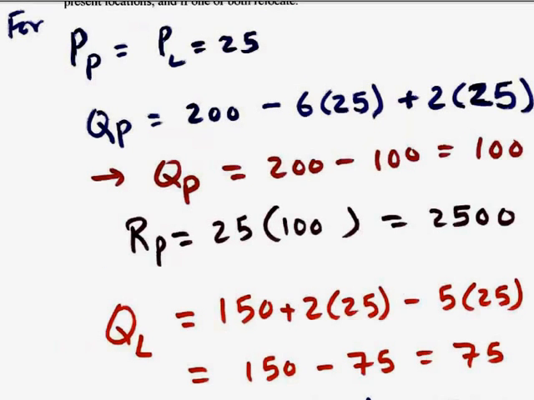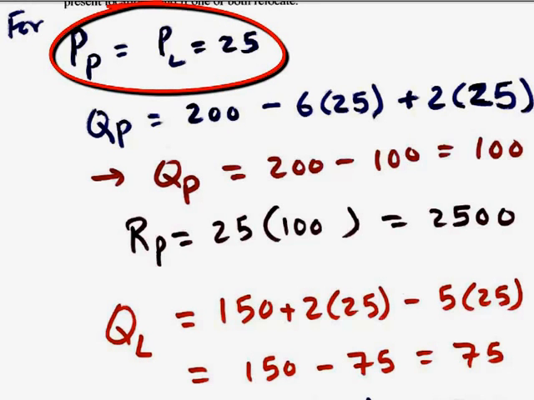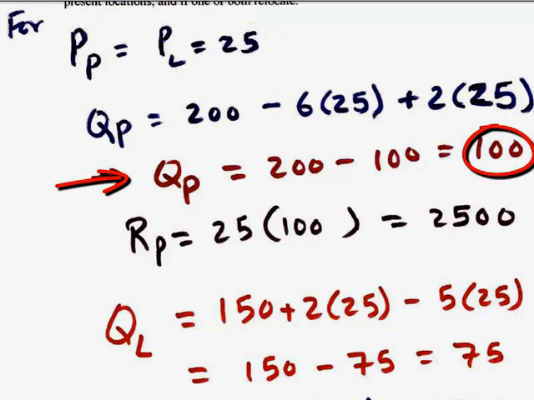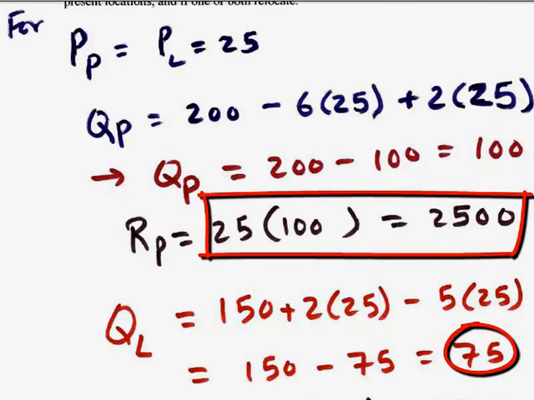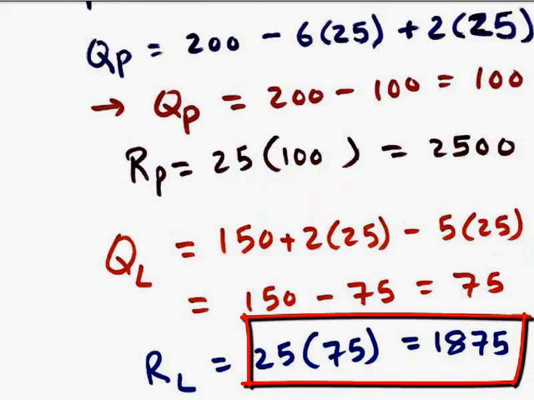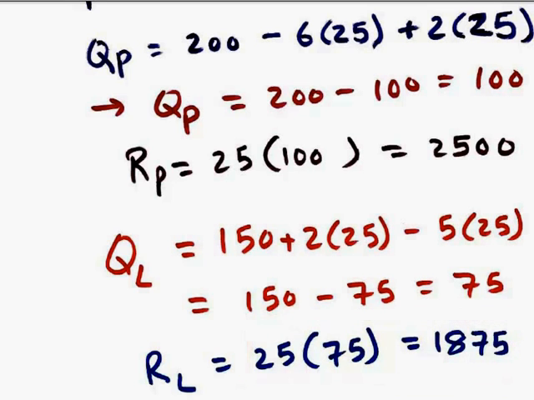In the first instance, we're going to start by having both prices be $25, and then we can solve for QP. QP will be equal to 100, and QL will be equal to 75. 100 times 25 gives us a revenue for the Pistons of $2,500, and the revenue for the Lions will be 25 times 75, which is $1,875. So 2,500 and 1,875 are the entries that go into the upper left-hand cell in our matrix.